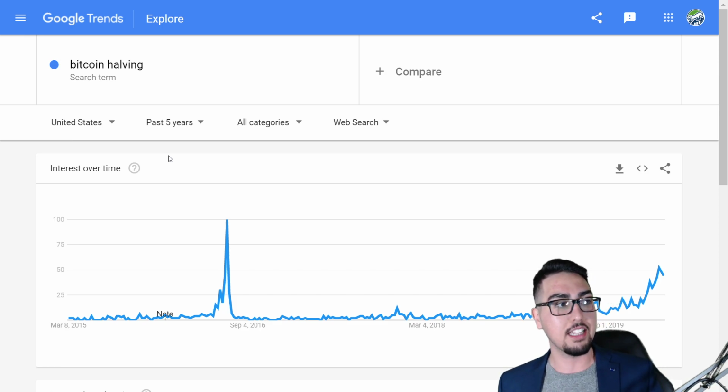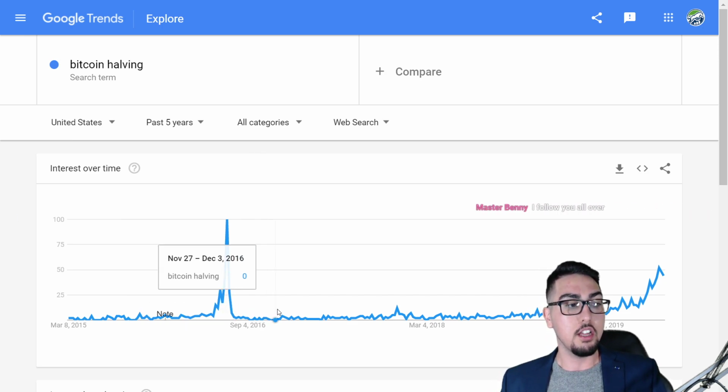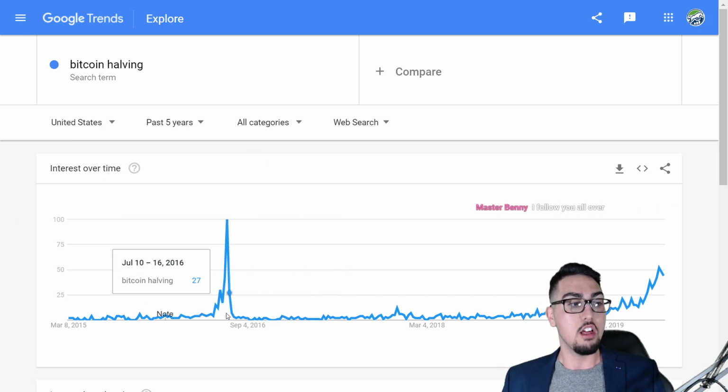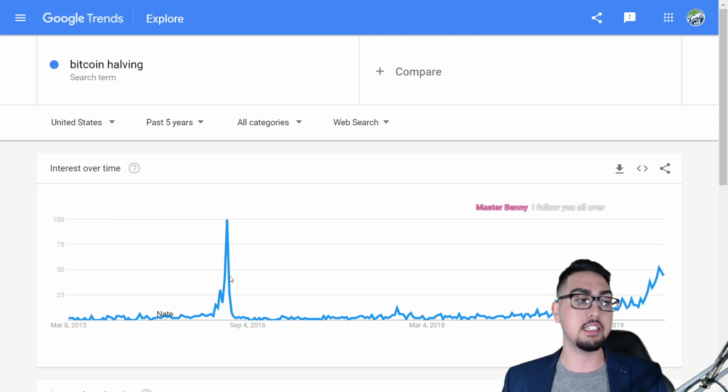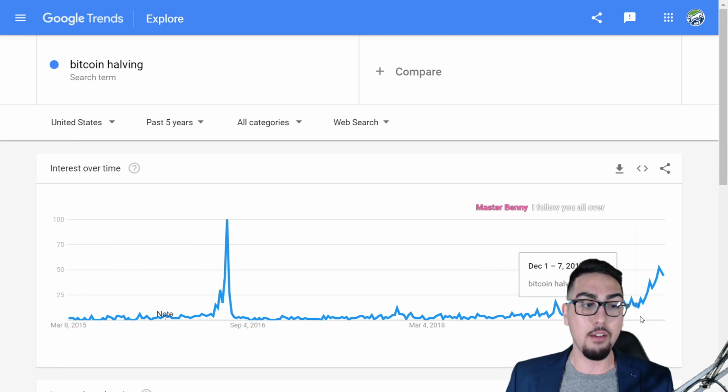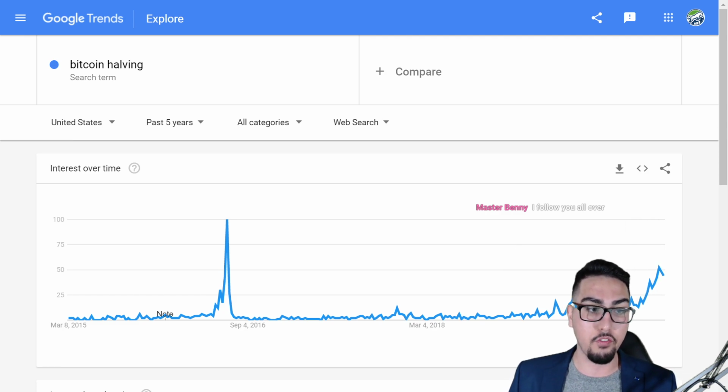But understand the fact that what we're seeing here right now, Bitcoin halving, prior to the 2017 rally, we saw a very high increase in interest of the search term. And what are you seeing right now? September 1st, 2019, we started to see this increase.